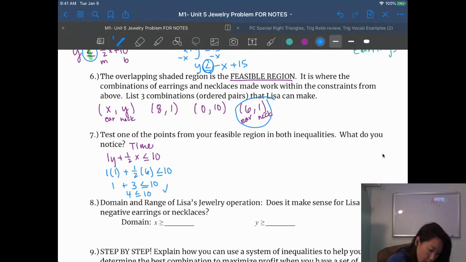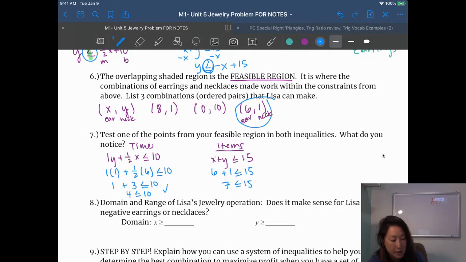All right, now on the items. X plus Y has to be less than or equal to 15. So again, X is 6 pairs of earrings plus 1 necklace has to be less than or equal to 15. So 7 items, is that less than or equal to 15 items? Yep. So that is a combination she can make. It might not make her the most money, but it is possible within her constraints.